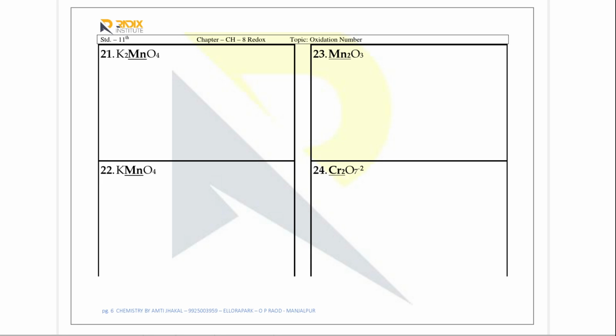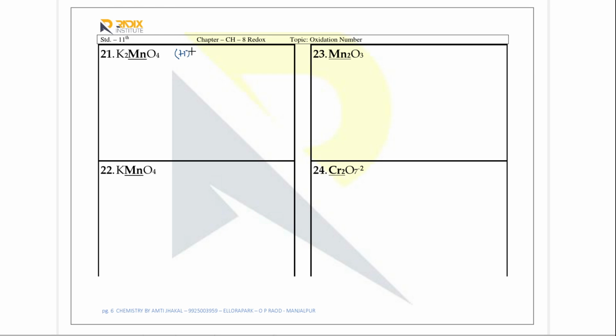Hello, welcome back. So we have completed the first round of the basic level practice of the oxidation number, and we will continue with that. Along with discussing the oxidation number, in between we will discuss some important concepts also based on oxidation number. So potassium, an alkali metal, has oxidation number always +1.